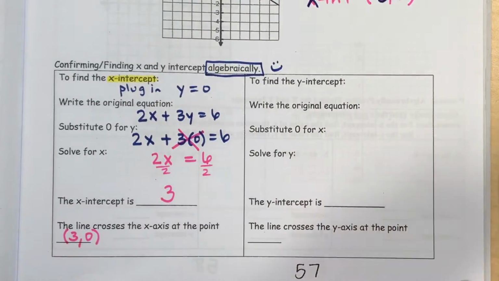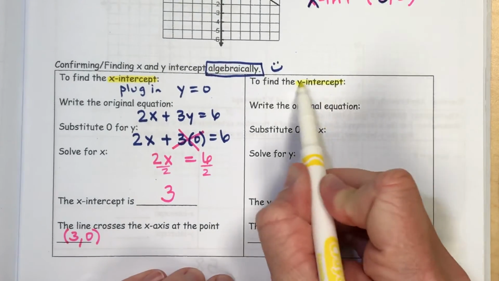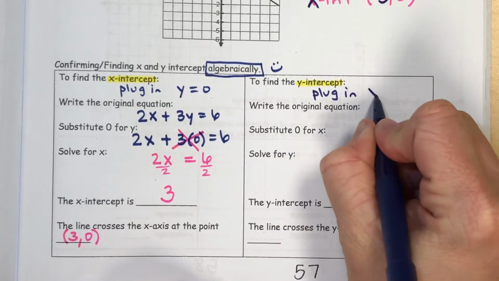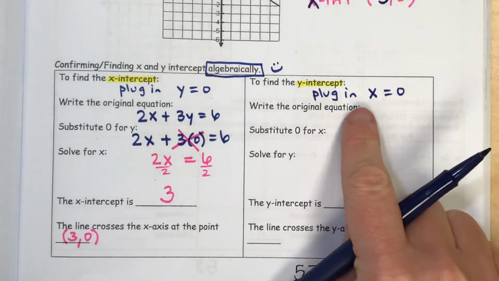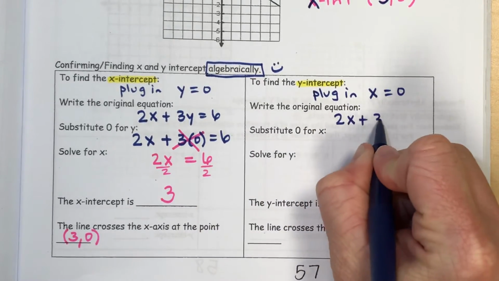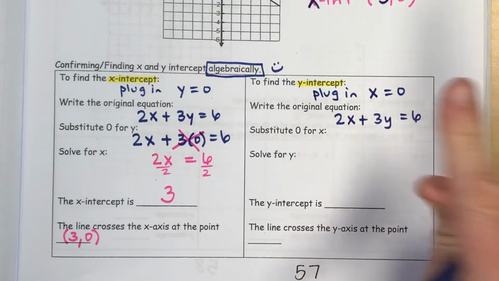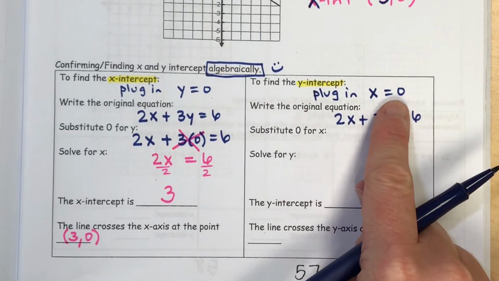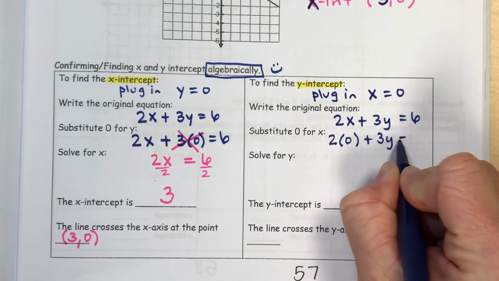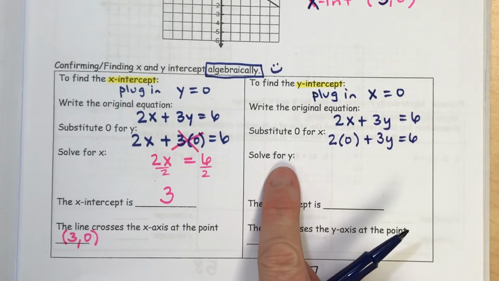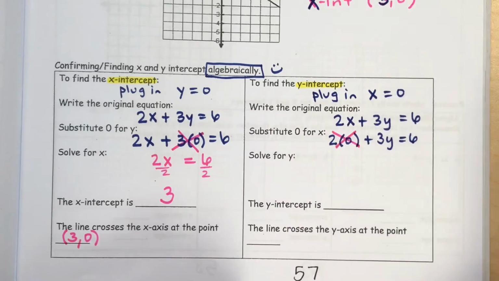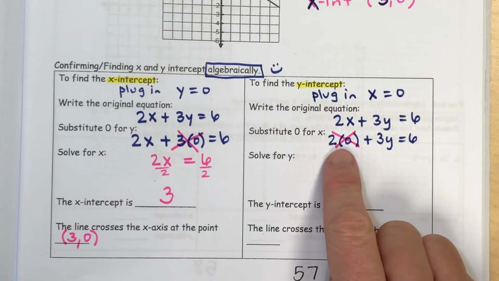Now, likewise, but exactly opposite, to find our y-intercept, we are going to plug into the function x equal to 0. So again, I'm going to rewrite that original equation that we had, which was 2x plus 3y is equal to 6. And now if I substitute in a 0 for my x value, 2 times 0 plus 3y equals 6 is going to be how I'm going to solve for y. Well, if I have 2 times 0, this whole term is going to drop out because I have nothing here.